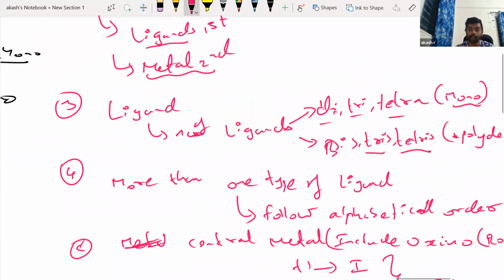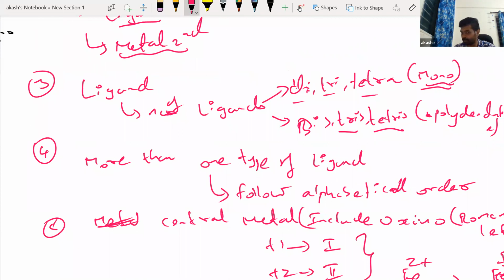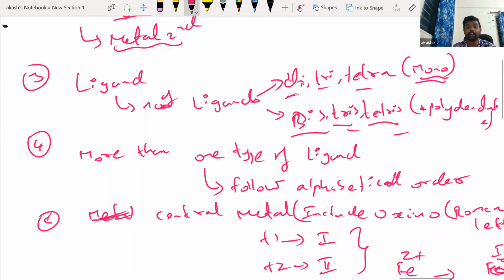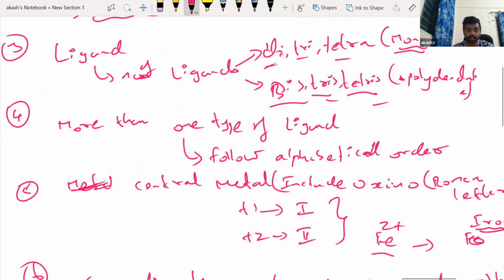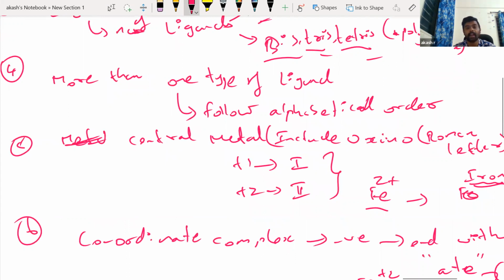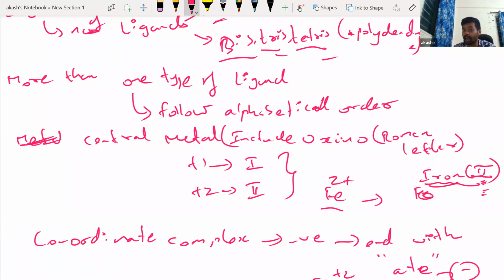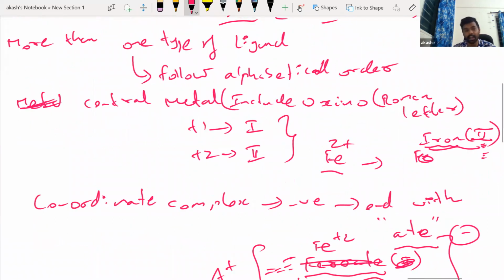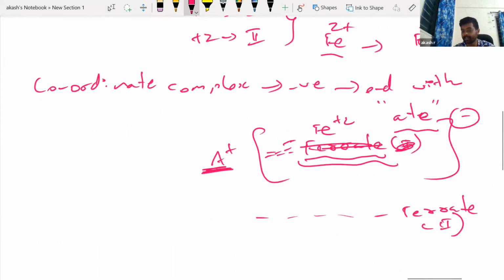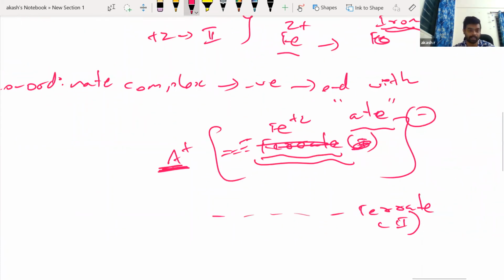Now, if you have monodentate ligand only, then you'll use the di, tri, tetra for specifying the number, right? If at all you have more than monodentate, didentate, polydentate and all, you have to use bis, tris, tetrakis, everything, right? And if you have more than one type of ligand, the naming of ligand should be done in the alphabetical order, right? And whenever you talk about the central atom, we have to include the oxidation number in Roman letters. Okay, right? And at last we saw this coordination complex. If it is negative, you have to end the name of this thing with ATE, right? So we will take some good examples now.